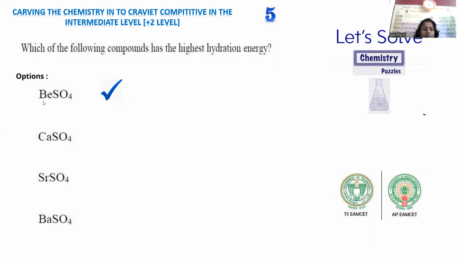From top to bottom, the radius of the cation increases, so beryllium sulfate is the tiniest, calcium sulfate is slightly larger, strontium sulfate is still larger, and the largest one will be barium sulfate. As we are descending, the size of the ions increases. That's the reason why, because of its smaller size, beryllium sulfate will have the highest hydration energy. For question number 5, option number 1 is the right answer.